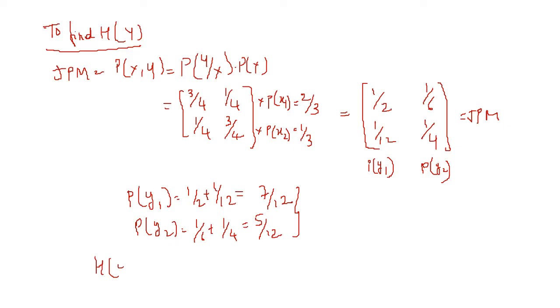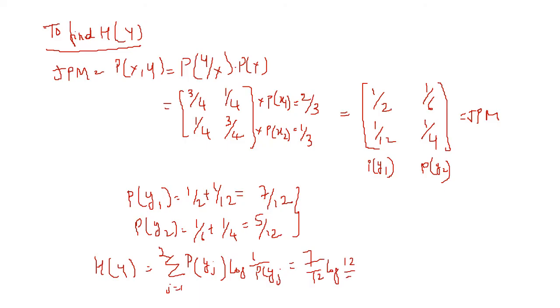So we can write h of y is equal to summation j varying from 1 to 2 P of yj into log of 1 by P of yj. So just substitute this value, that is 7 by 12 log 12 by 7 plus 5 by 12 into log of 12 by 5. You are going to get h of y, which will be equal to, after substitution, 0.9799 bits per symbol. So we will get h of y.